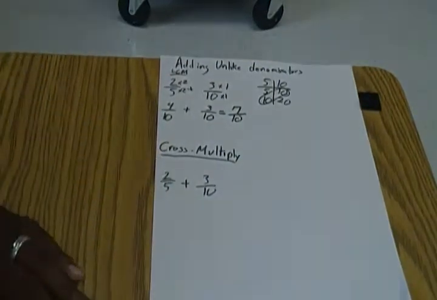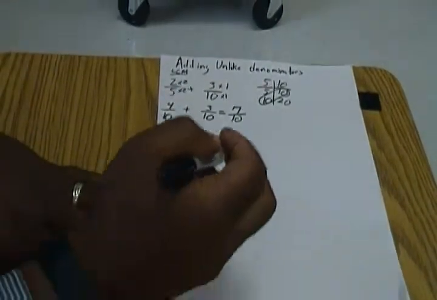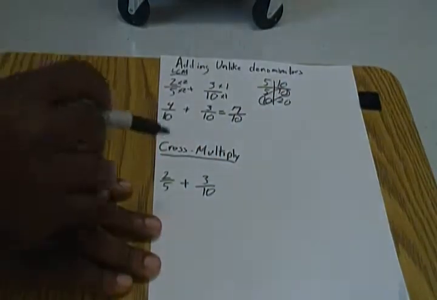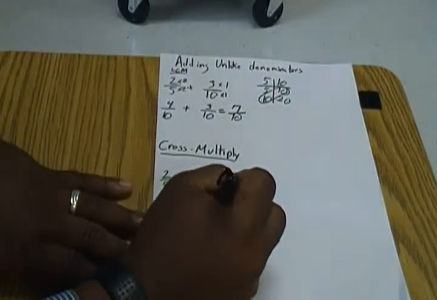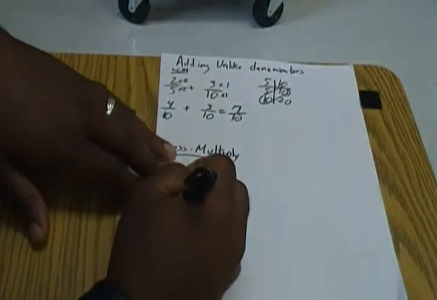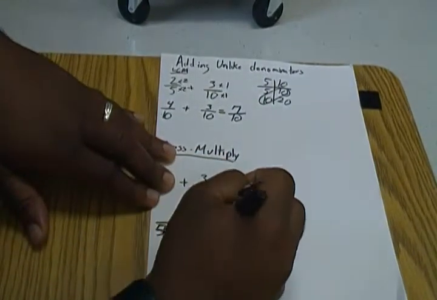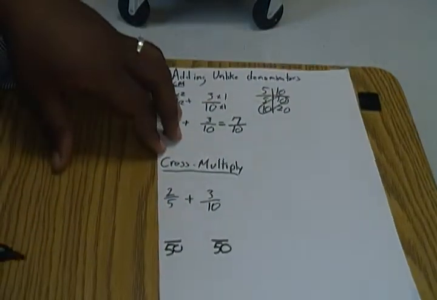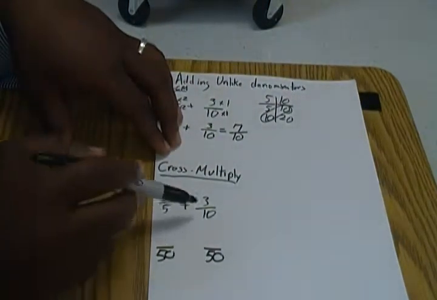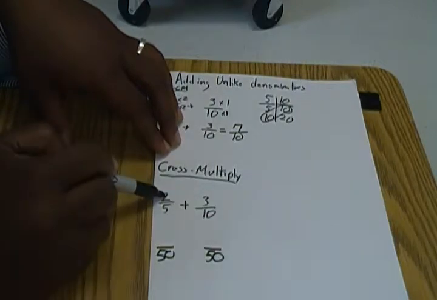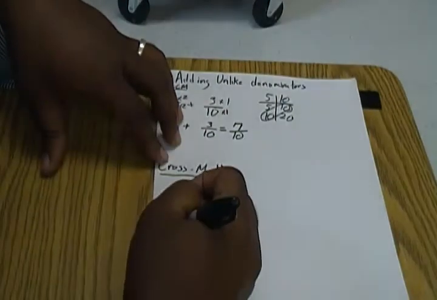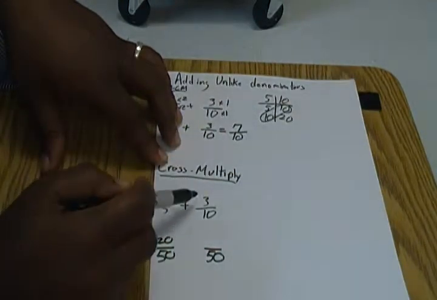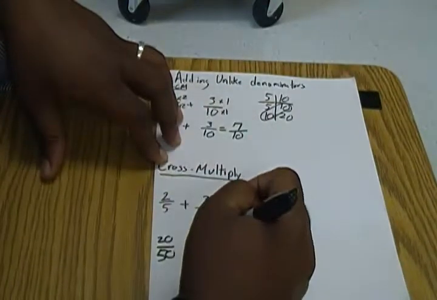Alright. Going down to the cross multiplication part. This one here, you're going to first multiply your two denominators, 5 and 10, which gives you 50. So our new denominator is 50 for both sides. Alright, from there we're just going to do cross multiplying. We're going to multiply 10 times 2, which gives us 20. We're going to multiply 5 times 3, which gives us 15.